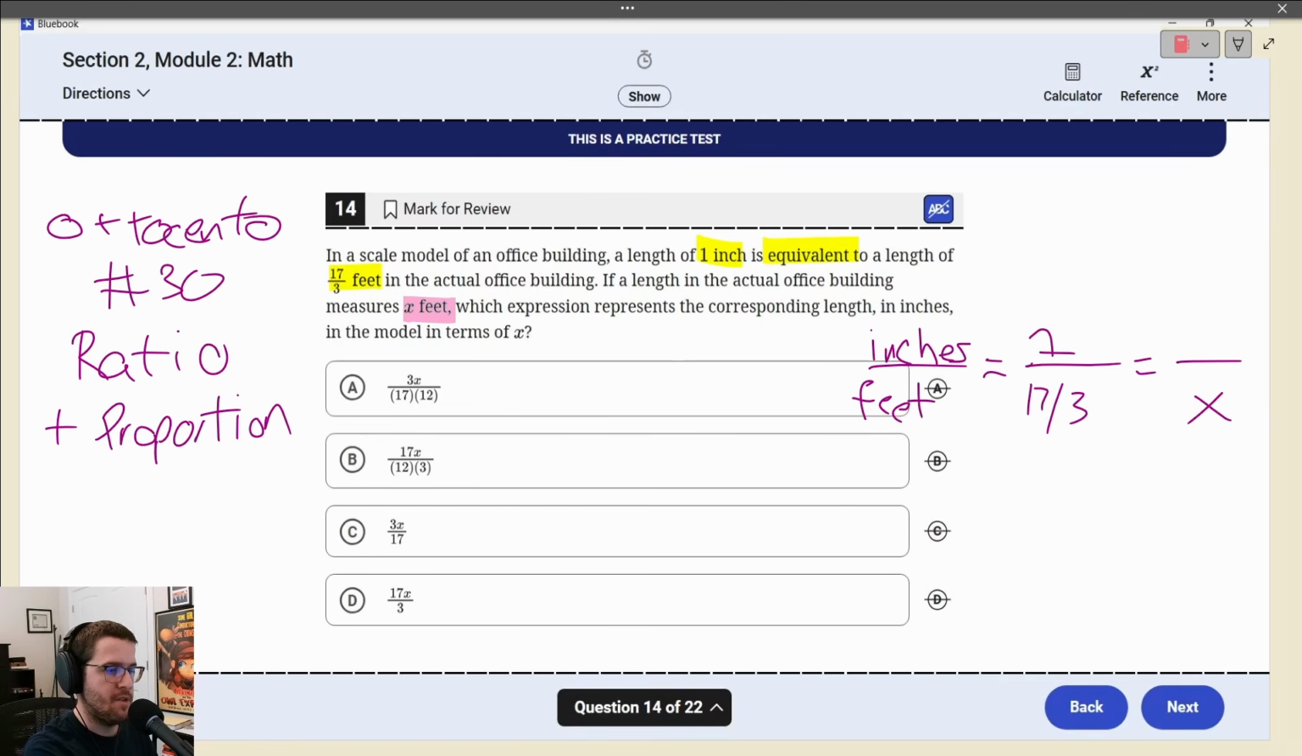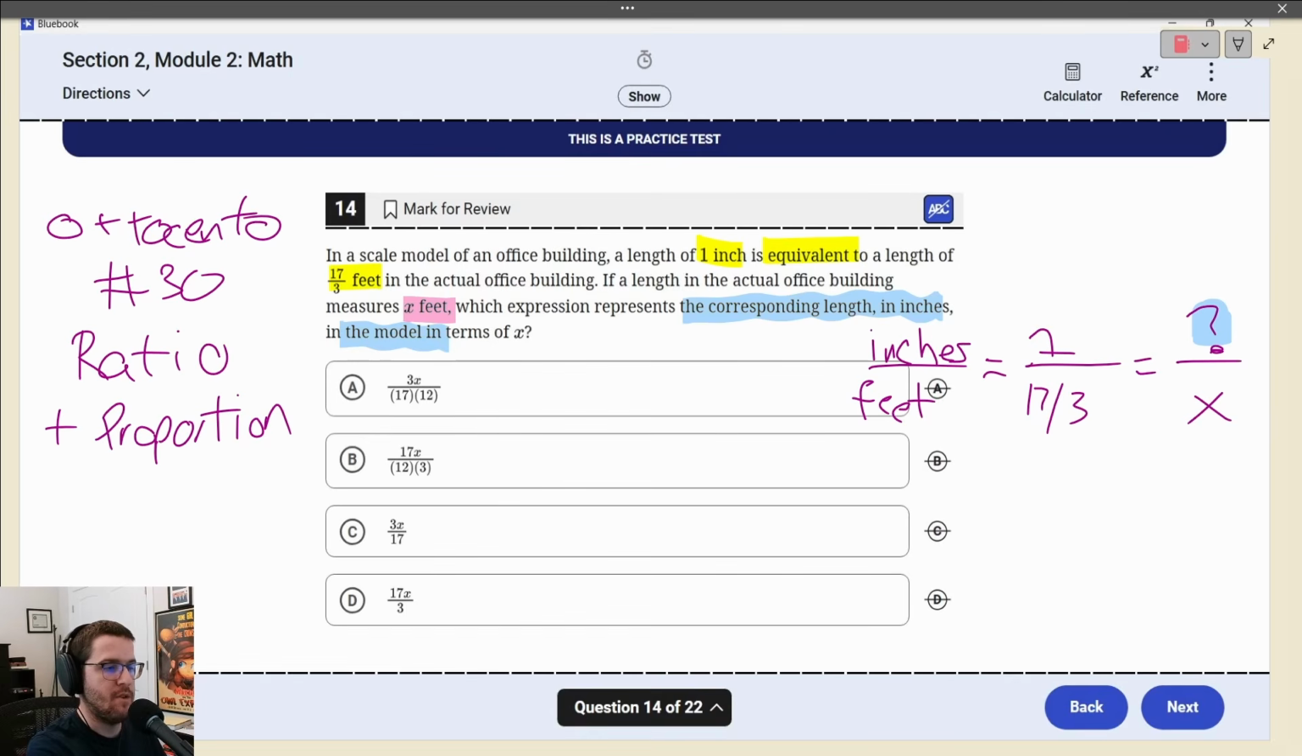And then it says which expression models the inches in terms of x. So that's what we want to find. A little confusing, so I'll put that with a question mark. And then I'll also mark it in blue to show that we're trying to find that, and we're not trying to find the x, right?